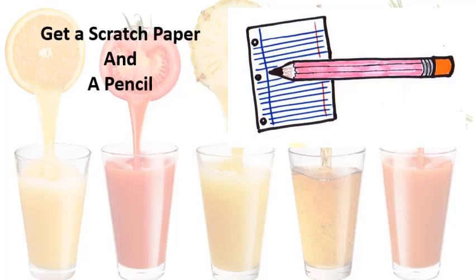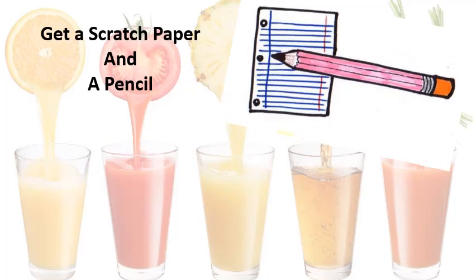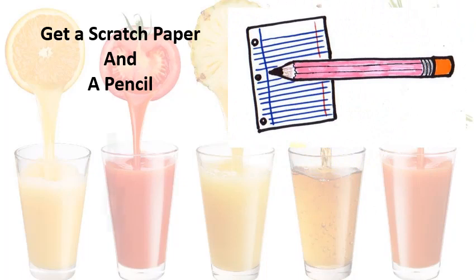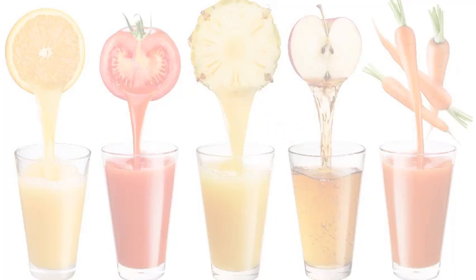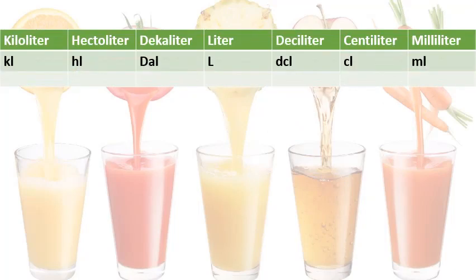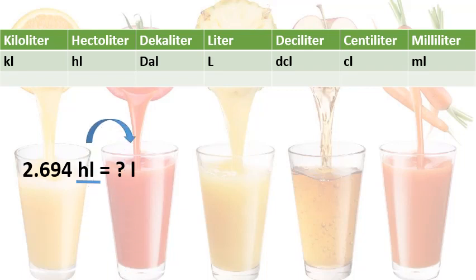Now get a scratch paper and a pencil, and let's begin. Here is the table, and here is the question. So we have 2.694 hectoliters equals how much in liters? So we are in hectoliters, going to liters. Let's put in hectoliters a smiling face, and let's start counting.